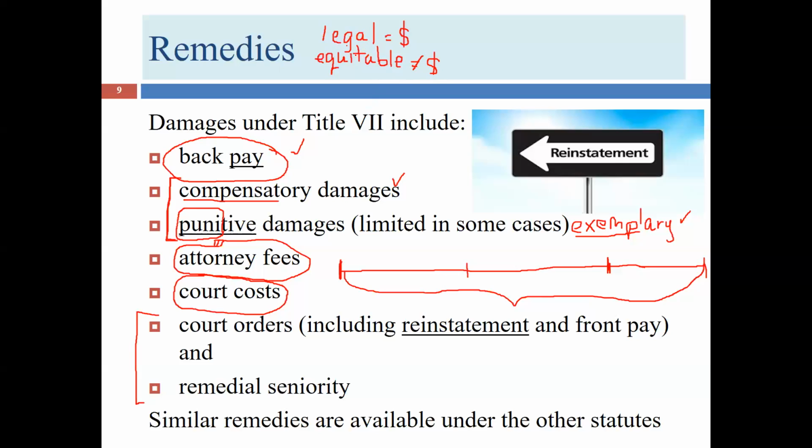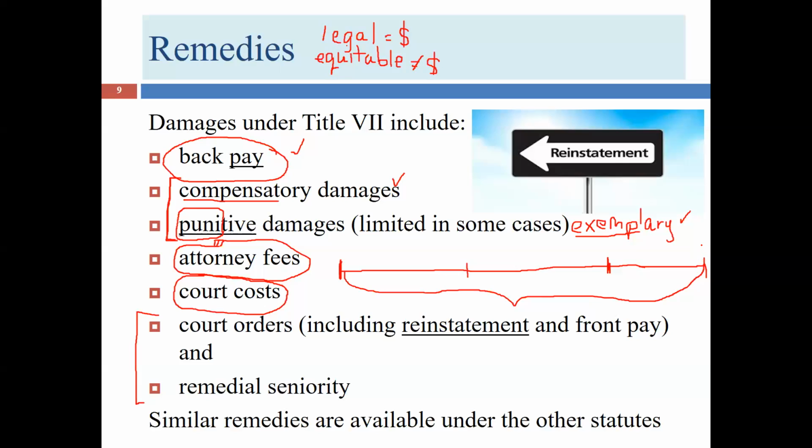So one of these remedies could be a court order, and usually this is going to be an order of reinstatement. Imagine that Bob was terminated on this date for, let's say, age discrimination. The jury finds in his favor 3 years later, and over the course of these last 3 years, Bob has struggled financially.